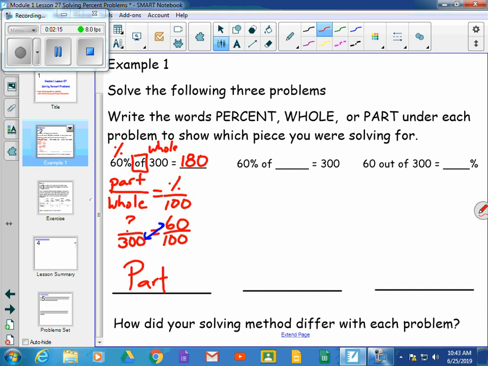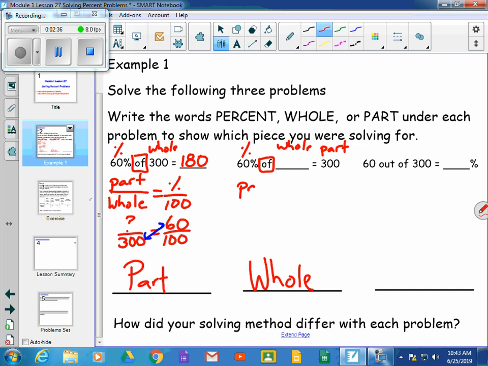In our next example, 60 is the percent. You can see that from the percent sign. Notice we have an empty amount that follows the word of. So that tells us we're going to find the whole here, which tells me that 300 this time is going to be my part.